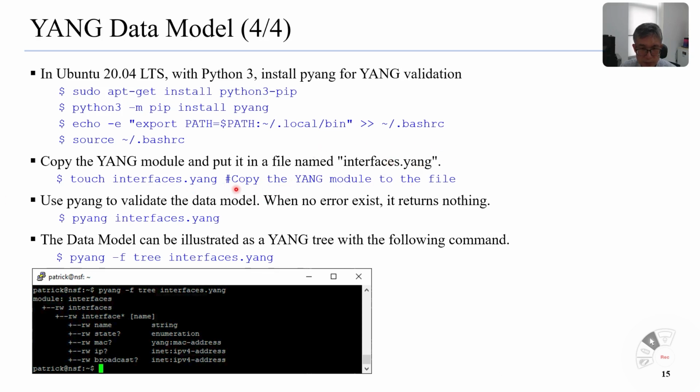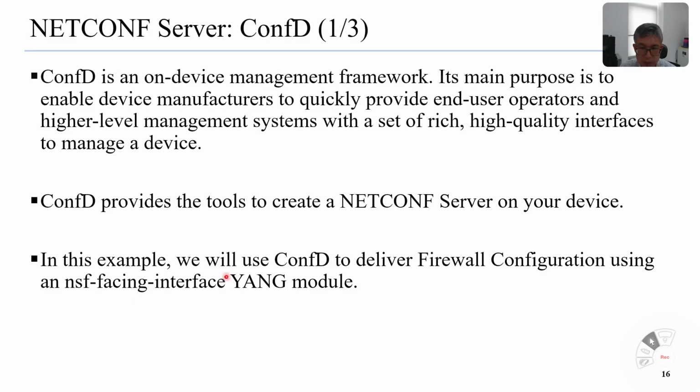You can copy the previous YANG module into this file, and then use pyang to validate the data model here. If there is no message, meaning it returns nothing, it is fine. Also, you can show the YANG tree using the -f option. With -f tree, you can execute pyang and show this kind of YANG tree for interfaces.